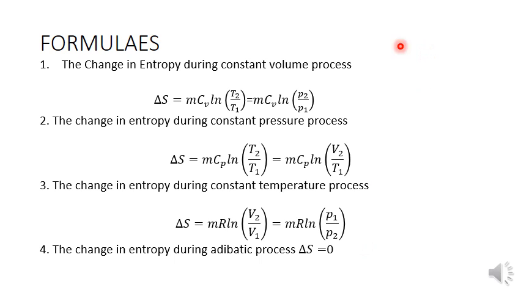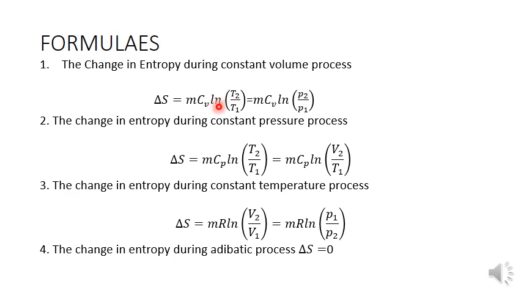We have to remember all these formulas to solve the problems. In 1 mark questions and 3 marks questions they will ask: write the formulas for the change in entropy during the constant volume, constant pressure, constant temperature and adiabatic processes. So we have to write all these formulas for the 1 mark question. If they ask, write two formulas for the constant volume process, or two formulas for the constant pressure process, or two formulas for the constant temperature process.